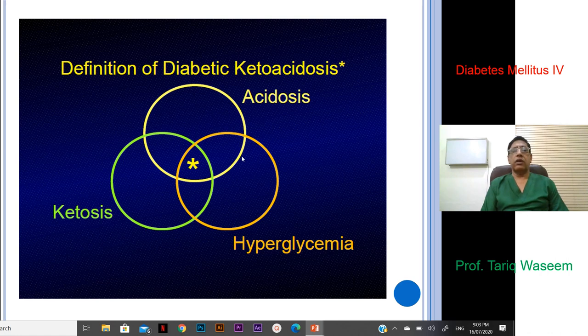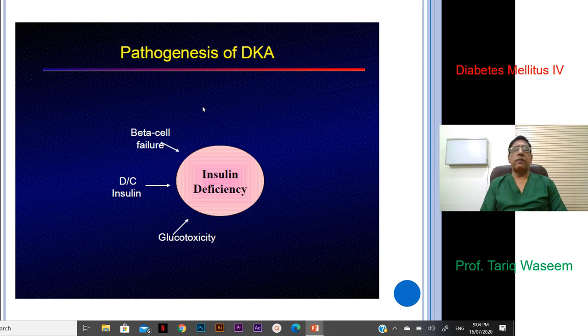So we have all three components: the diabetes through hyperglycemia, ketosis through ketones present in the blood or urine, and acidosis, which is decreased pH as well as decreased bicarb and decreased CO2, which would determine acidosis. So you have to have all three things fulfilled to make a diagnosis. So there will be blood sugar done, there should be ketones checked, and there should be acidosis determined through arterial blood gas analysis.